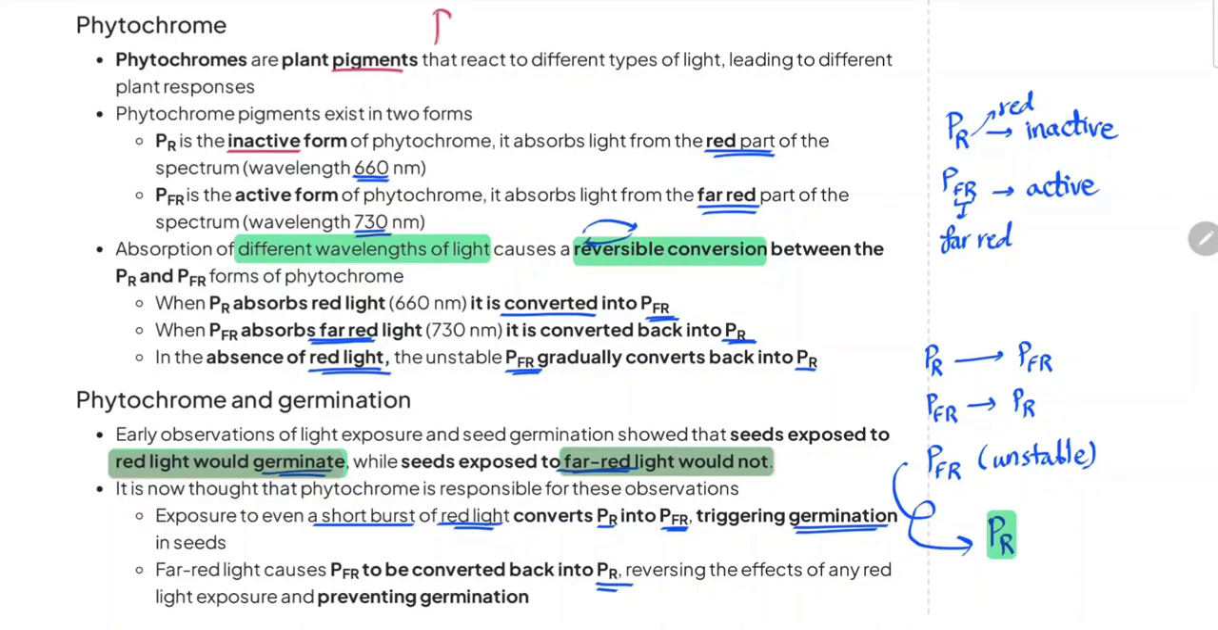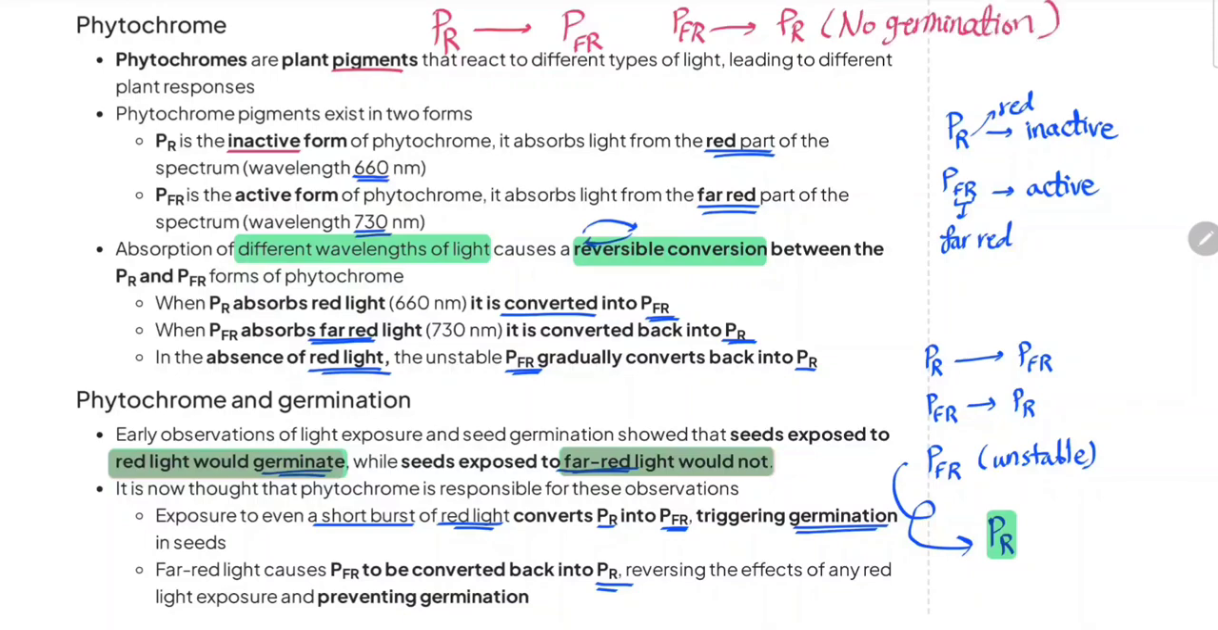If I have a PR and it's exposed to red light, this means it's converted to PFR, which would lead to germination. Okay, so it all depends on the type of exposure. If it's exposed to red light, then it would be converted into PFR and it would germinate. But if it was exposed to the far red light, it's going to be converted into PR, and this means no germination.